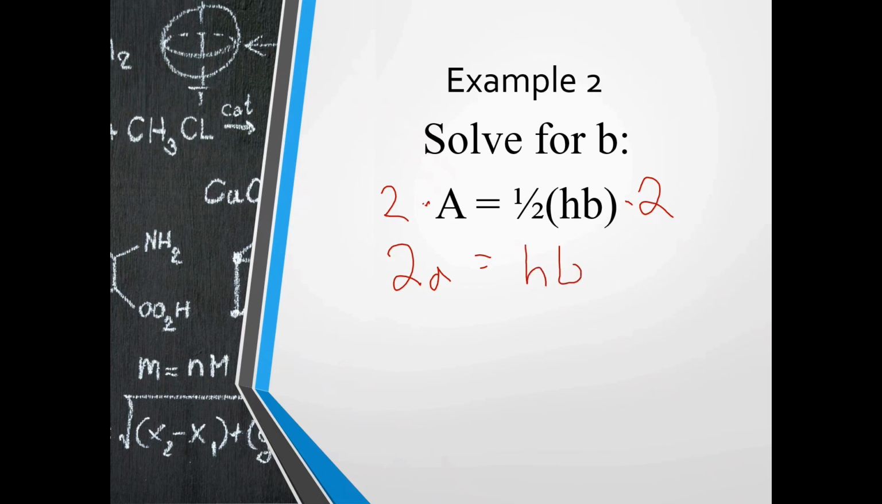Next thing, we want to go ahead and get rid of the h. So since we know this is multiplication, we're going to do the inverse, which is division. We're going to go ahead and divide both sides by h. h divided by h is 1. So we're left over with b is equal to 2a divided by h. So that's our answer for example 2.